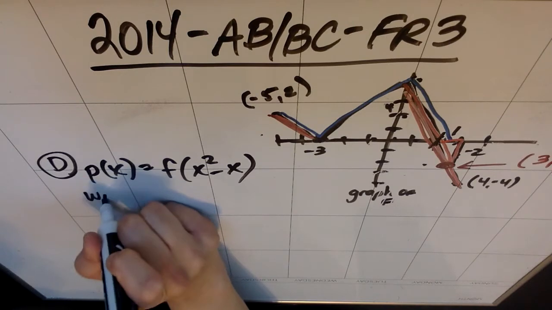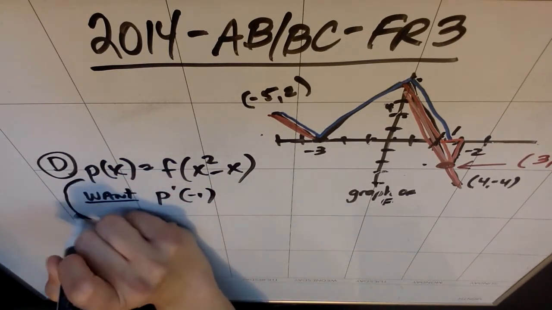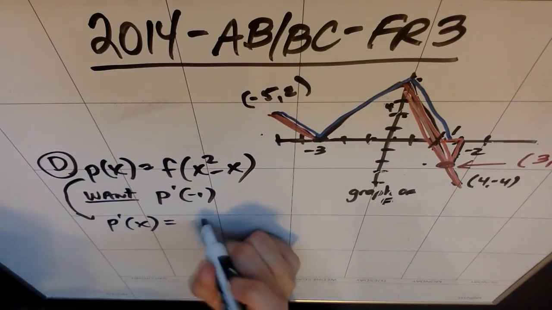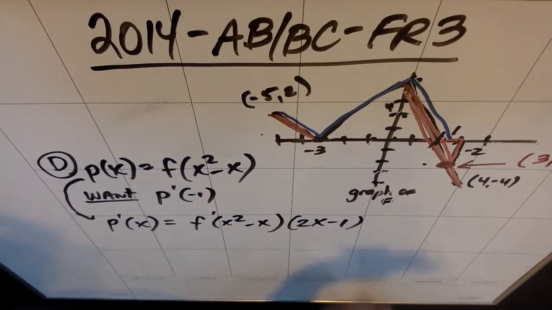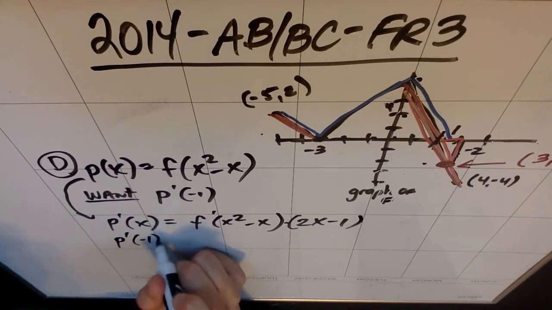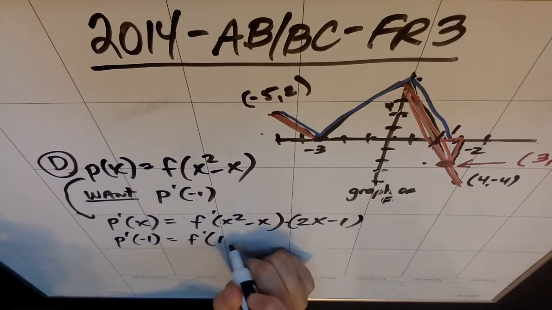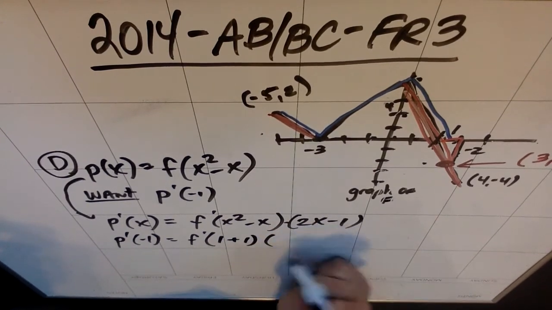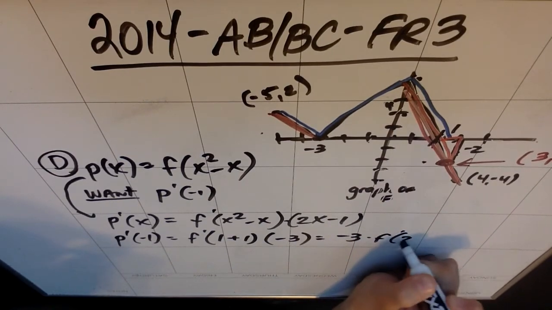So what they want is P prime of -1, right? In order to find that, I need to start by finding P prime. So P prime of x is going to be a chain rule. The derivative of f is f prime of the stuff times the derivative of the stuff, right? That's the chain rule. So if I want P prime of -1, I'm going to need f prime of, well, this will be a positive 1, right? 1 minus a -1, so it'll be f prime of 2. And then in here, this is going to be a -2 minus 1, which is a -3. So I need whatever -3 times f prime of 2 is.